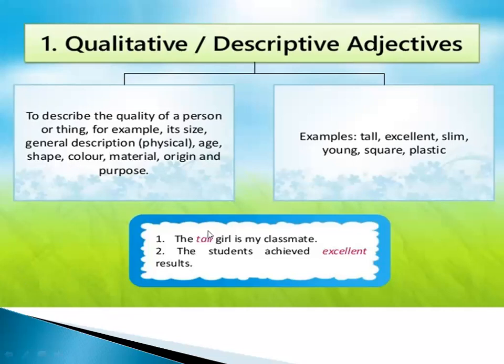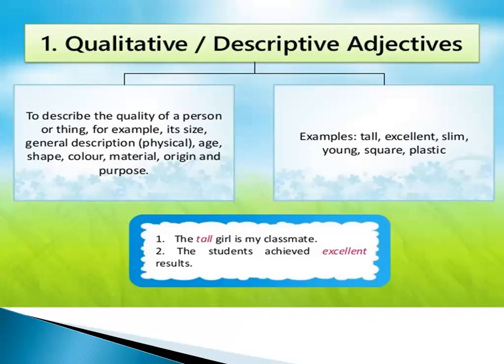For example, the tall girl is my classmate. The tall girl, she is my classmate. So you are emphasizing, or you may say specifying, that girl which is tall. The girl is tall. So the word tall is an adjective because you are giving the physical description of that girl, that she is tall.